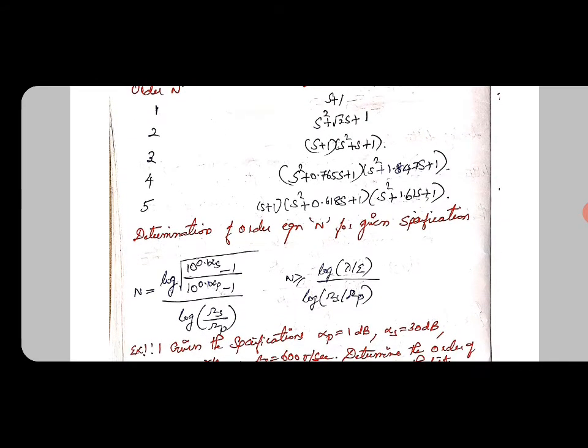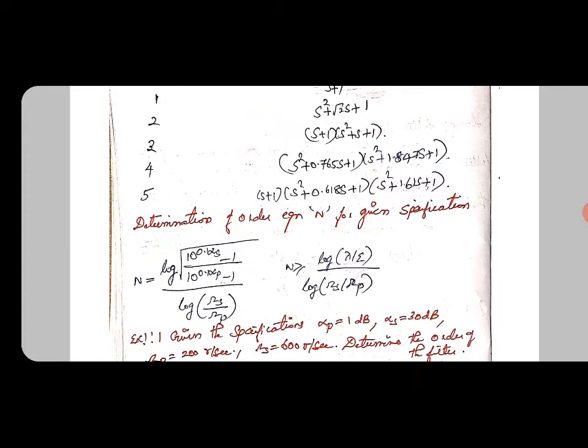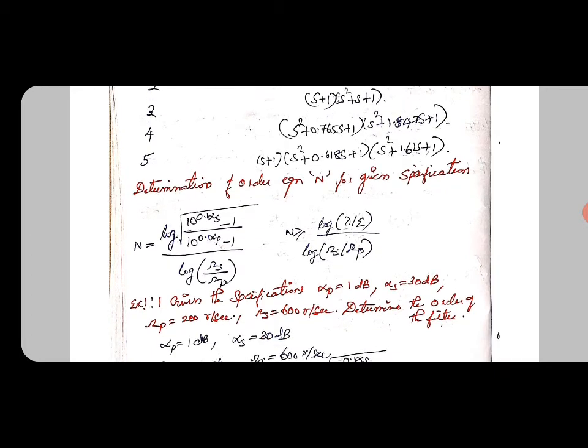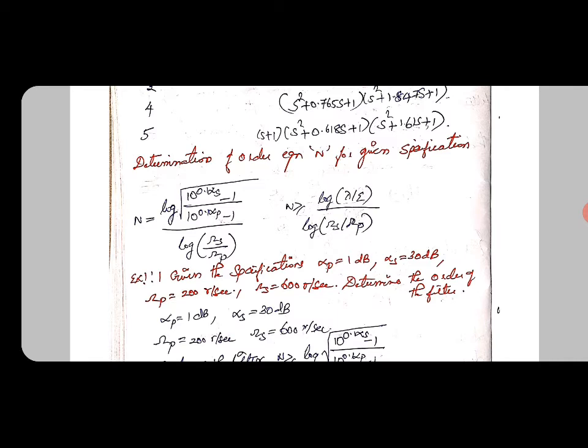Okay, next we can see how the order of the equation n for the given specification can be determined. That is, the determination of the order n for the given specification. We can write the order n as n is greater than or equal to log of root of (10 power 0.1 alpha s minus 1) by (10 power 0.1 alpha p minus 1), divided by log of omega s by omega p. That is, n is greater than or equal to log of lambda by epsilon over log of omega s by omega p.